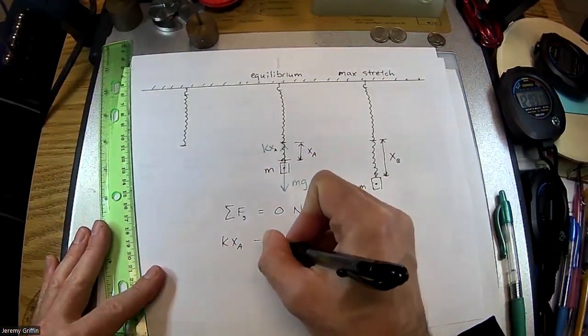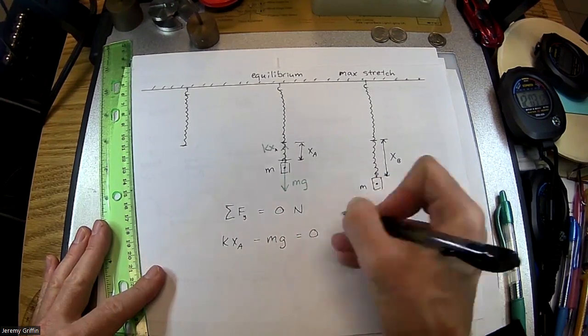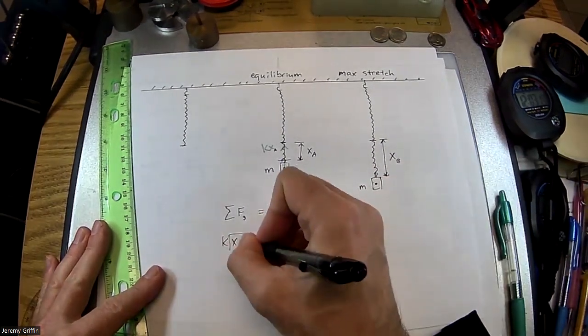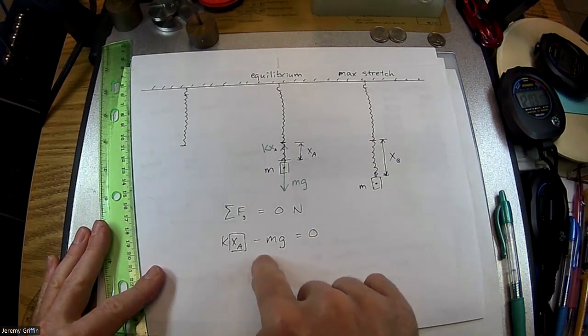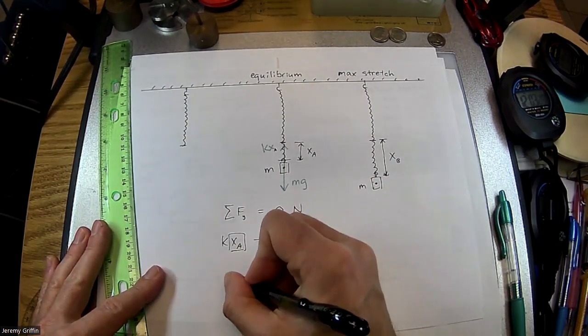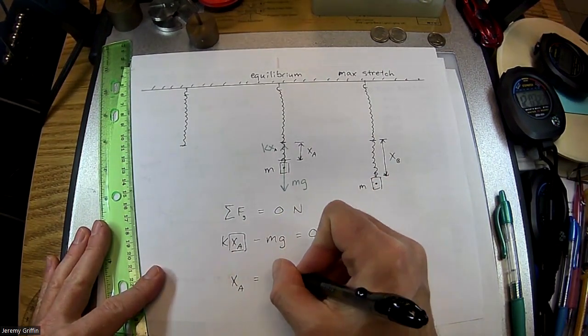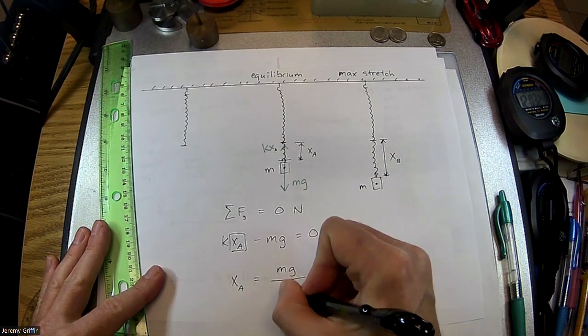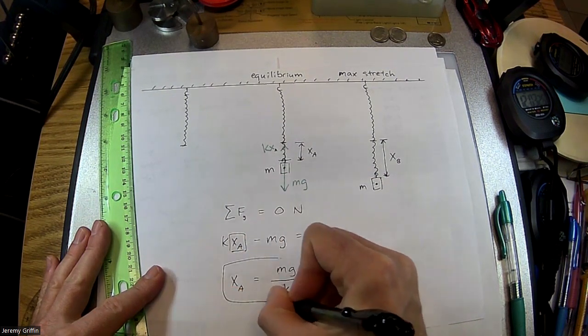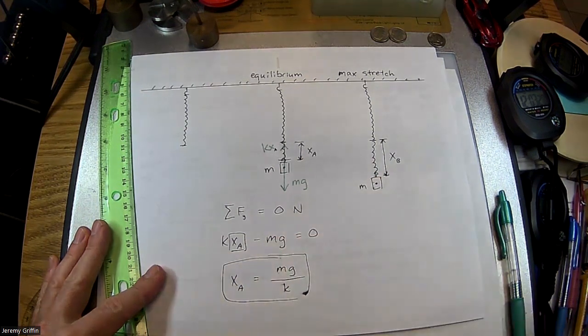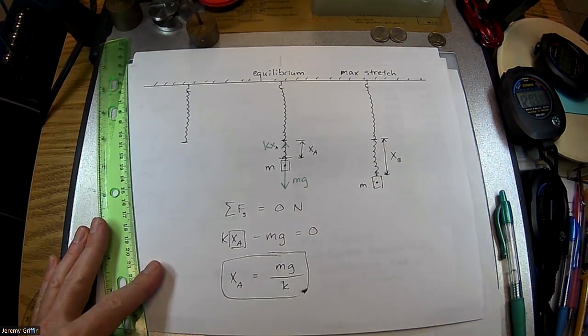So k x sub a minus mg equals 0 newtons. And if you solve for x sub a, that'd be the weight divided by k. How far it stretches is the weight divided by the spring constant. There you go. That's how much it stretches for equilibrium.